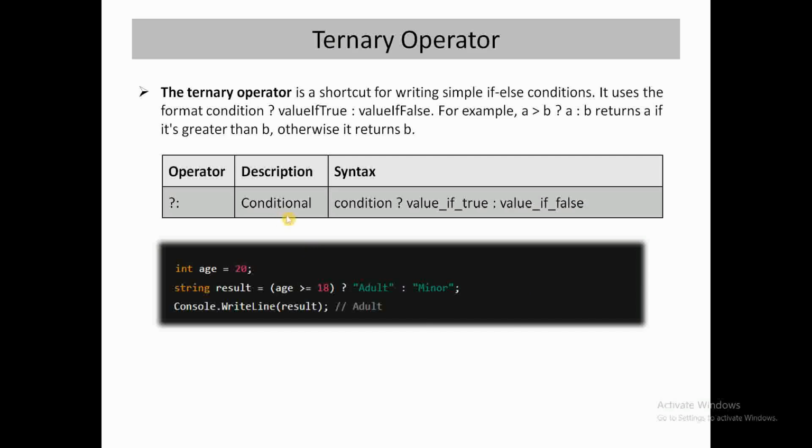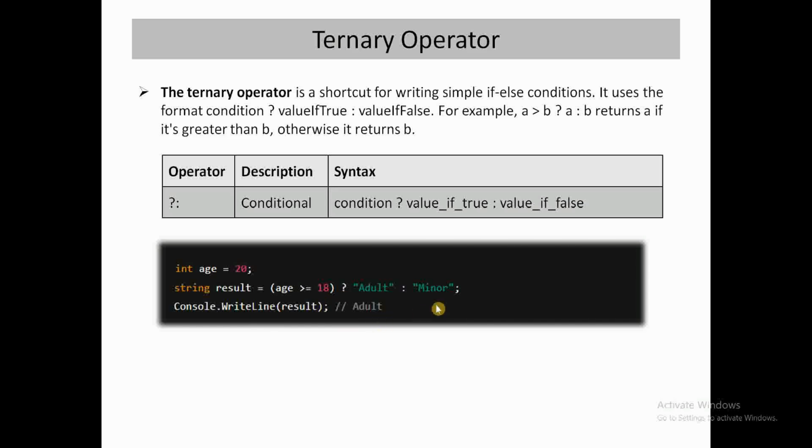We also call this the conditional operator, with the question mark and colon. We have a condition like a greater than b, and if a is greater than b we get the first value, otherwise we get the second value. Here we have an example: int age is equal to 20, and we have string values. If age is greater than or equal to 18, we get adult. Otherwise, if the age is less than 18, we get minor.